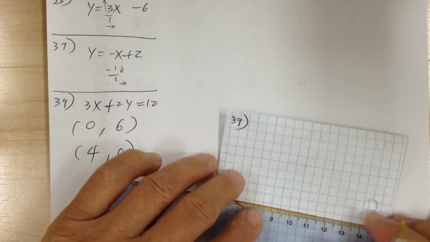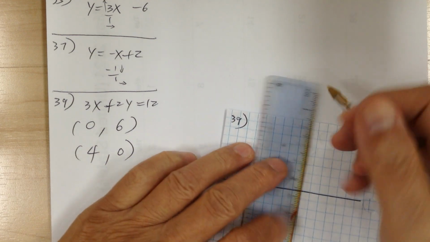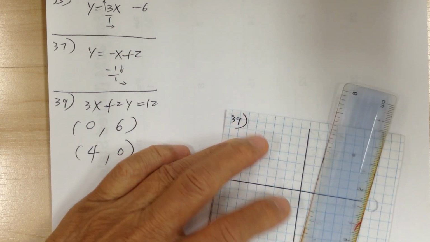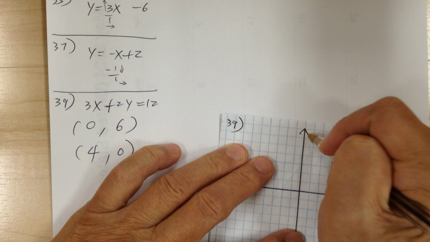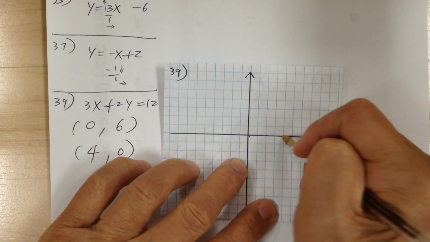So don't waste time trying to convert it and use the slope-intercept method. You don't have to do that. So let's just graph. So you got 0, 6, right over here. Or you can count it: 1, 2, 3, 4, 5, 6.